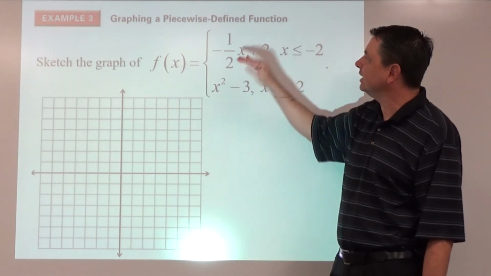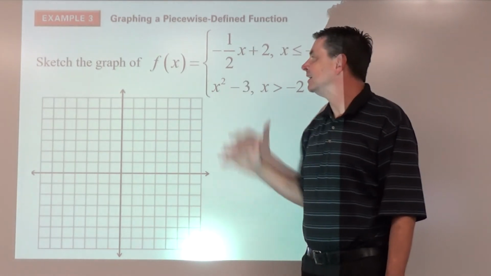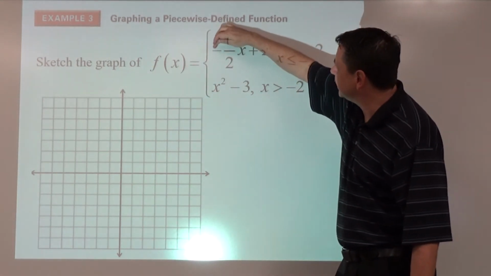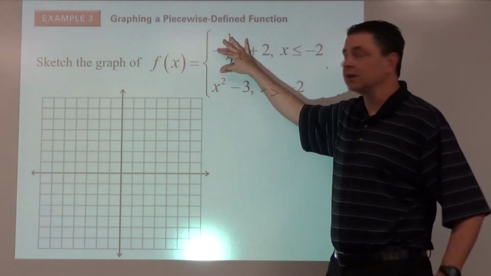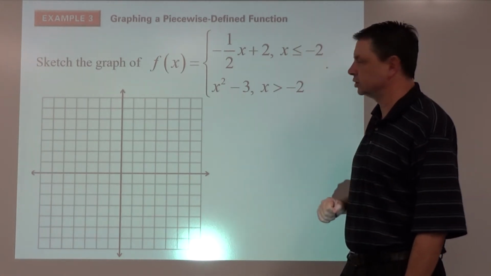Example number 3, graph a piecewise defined function. So we've been evaluating these. Now let's see about graphing. So we've got f(x). We've got a y equals mx plus b situation here. So we're going to graph a line, but we're only going to do so for x values that are less than or equal to -2.